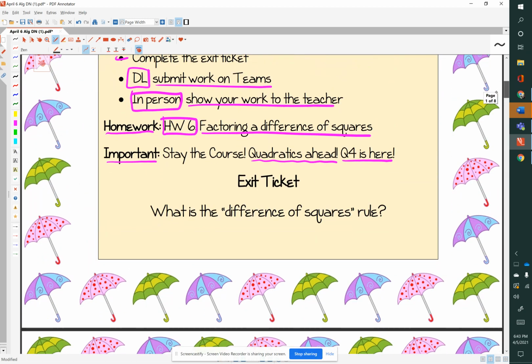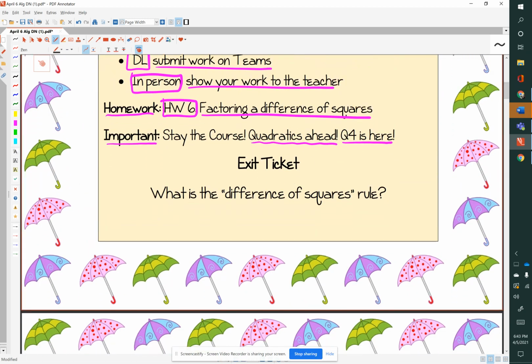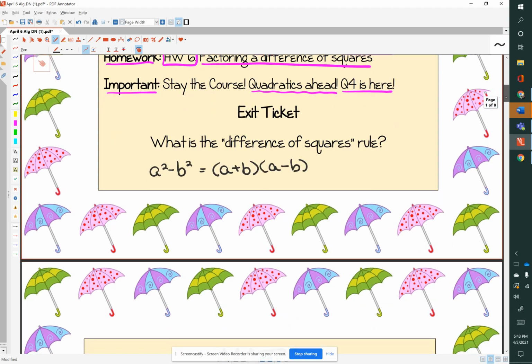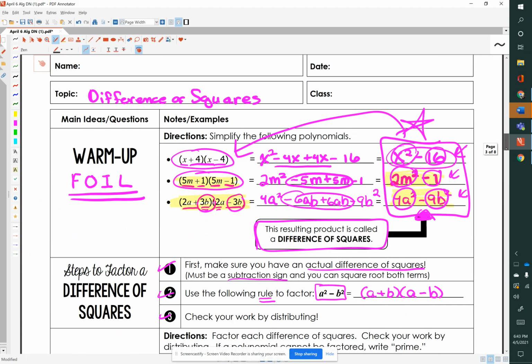So let's go back up to our exit ticket, which asks, what is the difference of squares rule? And the rule is a squared minus b squared equals a plus b, that quantity multiplied by the quantity of a minus b.